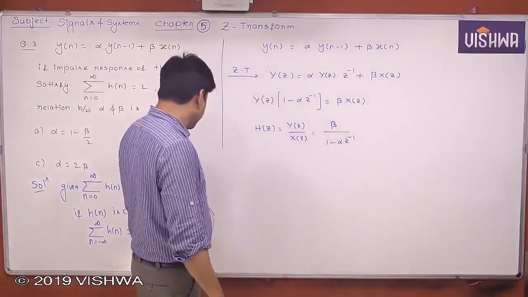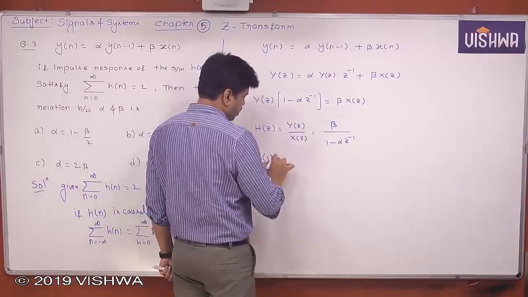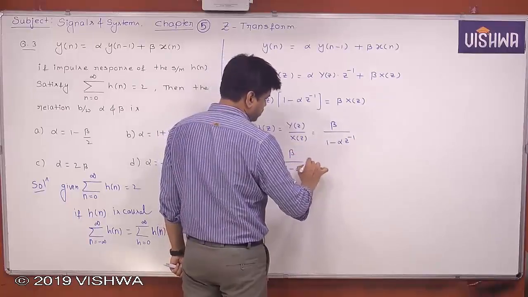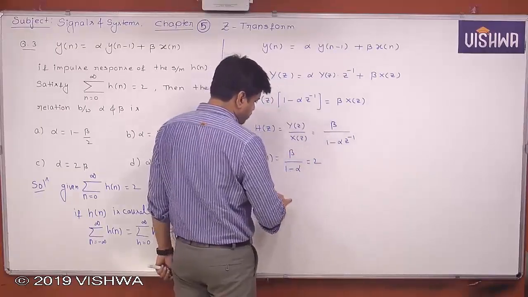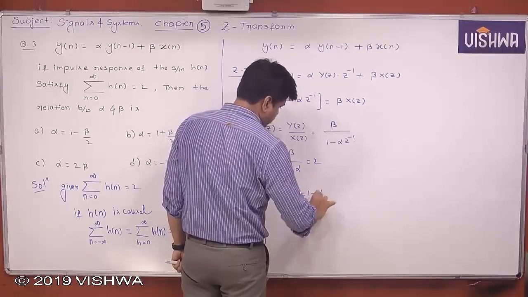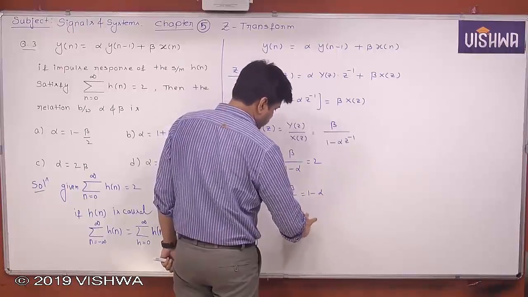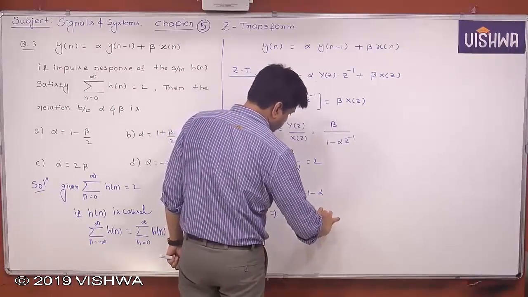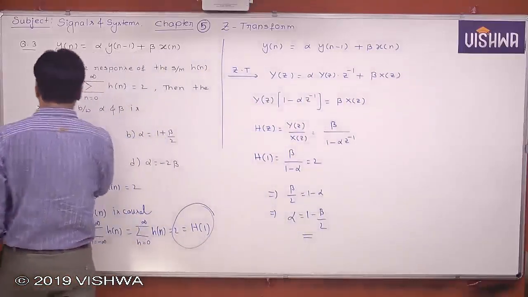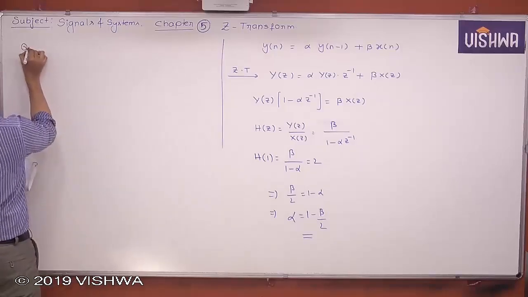And we know h of 1 is equal to 2. So what is h of 1 actually? Beta by 1 minus alpha, and this is equal to 2. From this we can say beta by 2 is equal to 1 minus alpha. Then bring alpha to one side and beta by 2 to the other: alpha is equal to 1 minus beta by 2. This is the relation we got, which is option A. Clear?